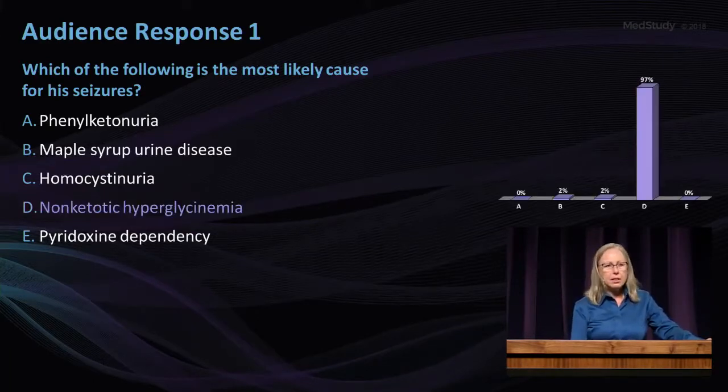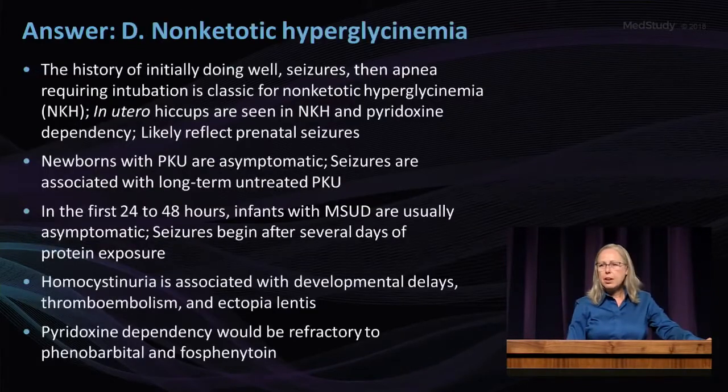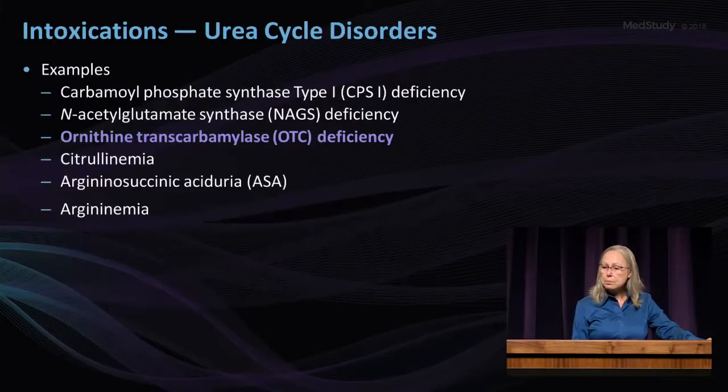And this is non-ketotic hyperglycinemia. You started within 12 hours, you're seizing, you've not really had any time to eat a lot. PKU is asymptomatic; seizures occur long-term. MSUD is usually asymptomatic in the first couple of days. Homocystinuria, you pick up later. Pyridoxine dependency would be refractory to the phenobarb and phenytoin.